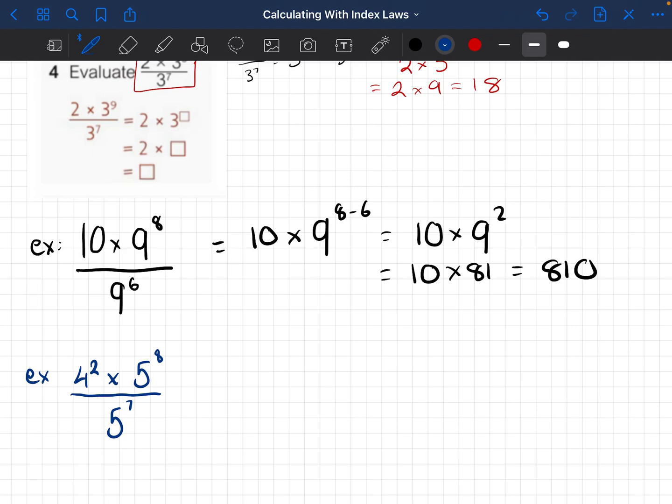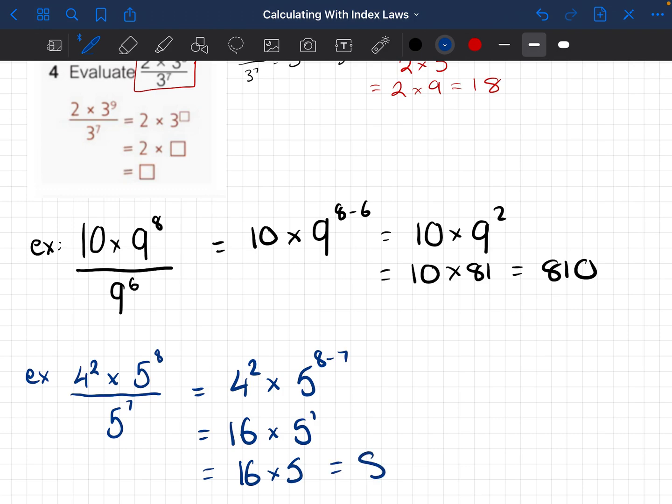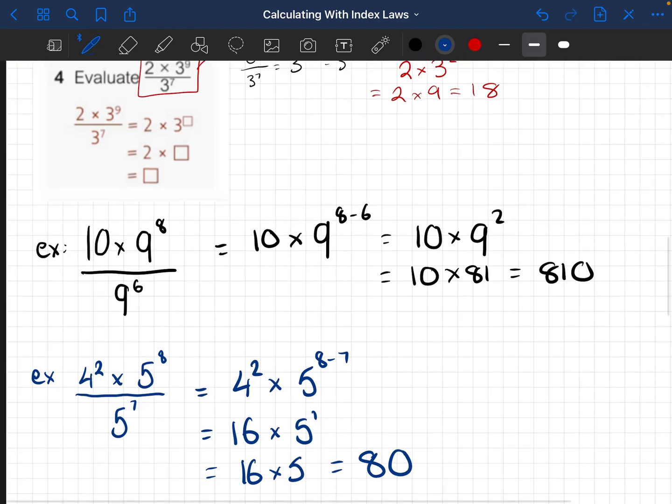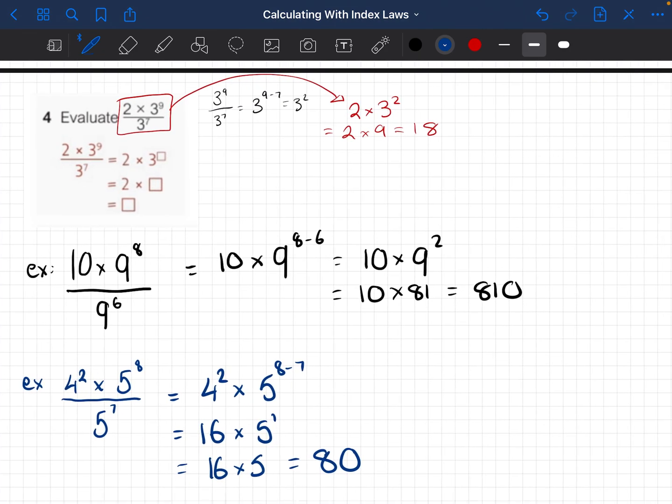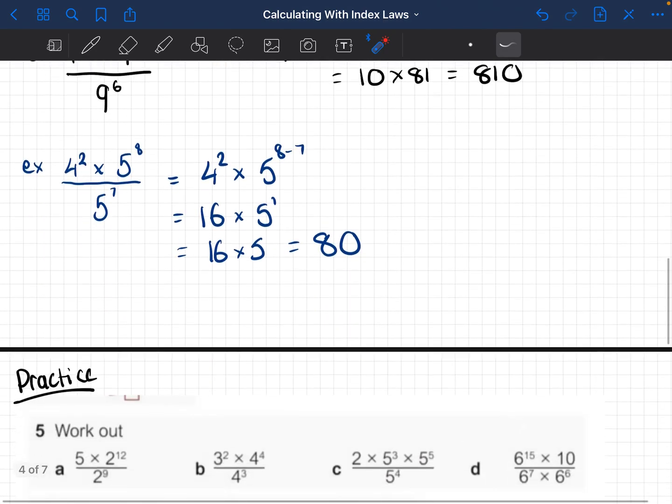Last one, 4 squared times 5 to the 8, all divided by 5 to the 7. Well, that's just going to be 4 squared times 5 to the 8 minus 7, which is 16 times 5 to the 1. Power 1 is just 5. 16 times 5, and that gives us an answer of 80. Because I've done 16 times 10 is 160, halved it. There you are. Okay, copy that down for a model, and then can you have a go at these questions here?